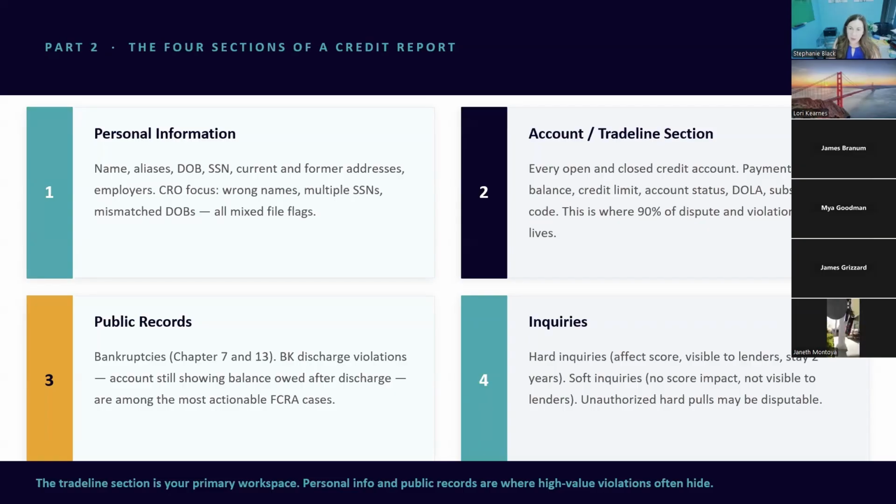Number 3, you have public records, bankruptcies, Chapter 7, Chapter 13. You have accounts that could still be showing a balance after the discharge. These are the things we're looking for when we're looking at credit reports. So BK violations are definitely one of the most actionable FCRA cases.